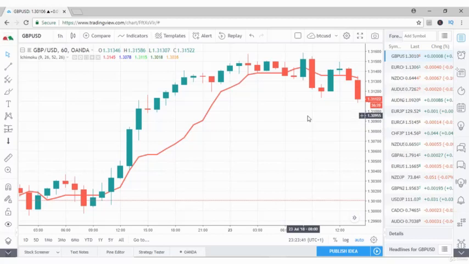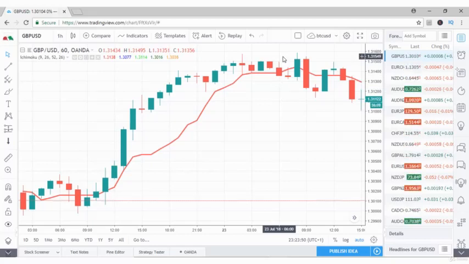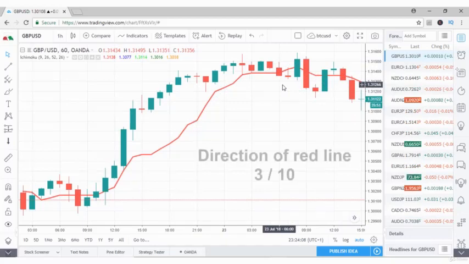For each concept or method to trade the Ichimoku indicator, I will give a grade based on the importance of that concept or that method. So at the end, when we have a look at the complete indicator, we know what is fundamental, what is just important and what is not so important, and so we can avoid to use it for our trading. I give to this method of trading the red line a grade of 3 out of 10, so we will not use it for our trading.